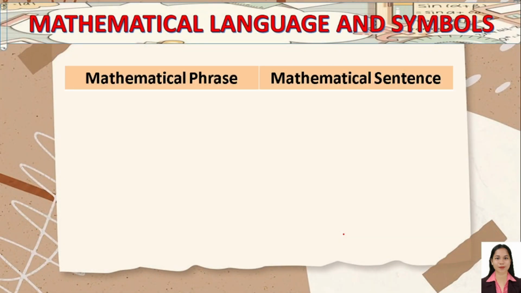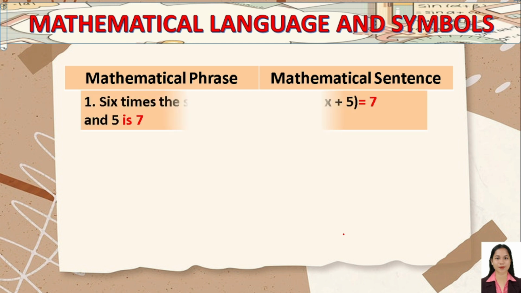Then, let's proceed to the mathematical sentence. Same mathematical phrase, what is the difference between the sentence and the expression? Here we will see. The given is the same, 6 times the sum of x and 5. When the given is only this, it is an expression. But since we are dealing with a sentence, I added 7, so it is now a mathematical sentence, meaning it expresses a complete thought.